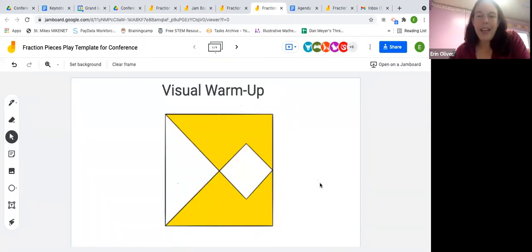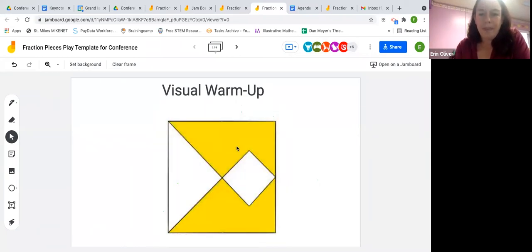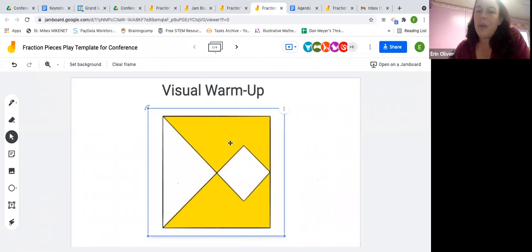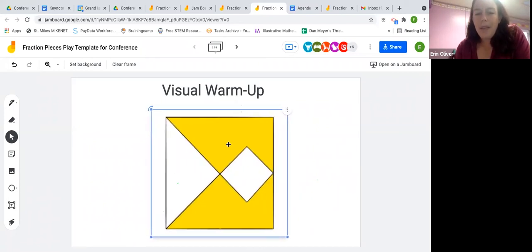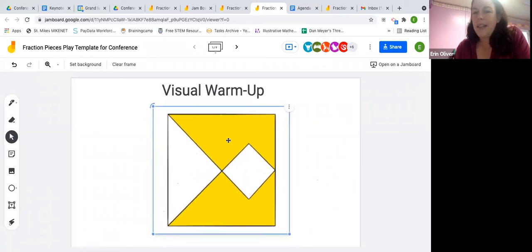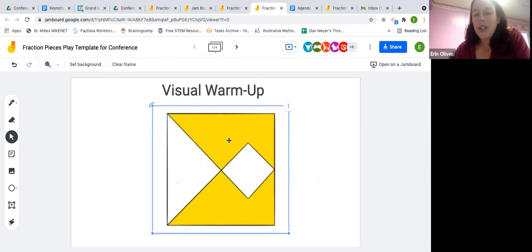This is what it looks like. And I'm going to walk you through the structure of it. And well, actually, let's just go. So the first one is a visual warm up. And in the next part of our time, I'll show you where I get these images from, but I screenshot them from a website called Fraction Talk Images and bring them onto this page.